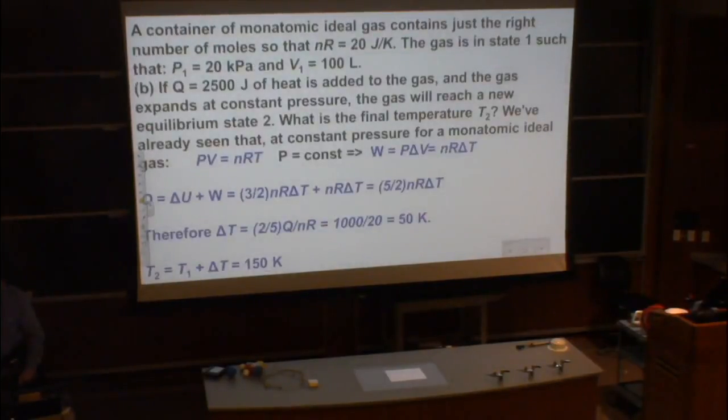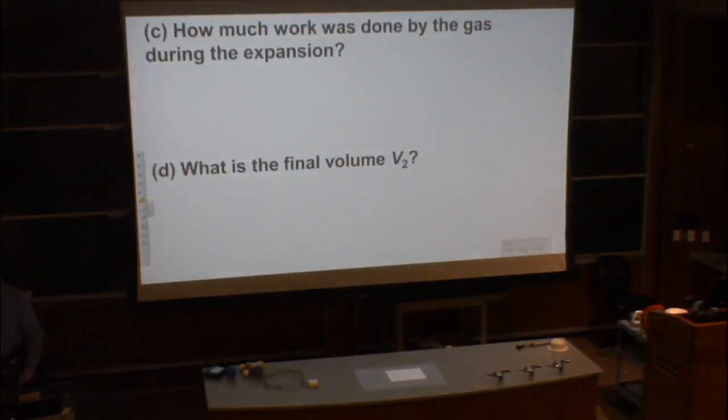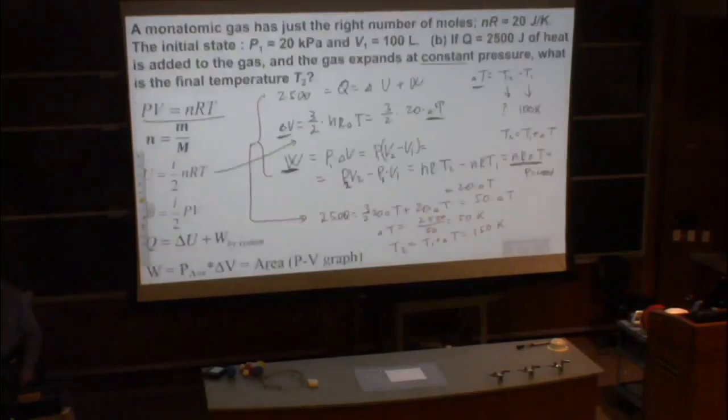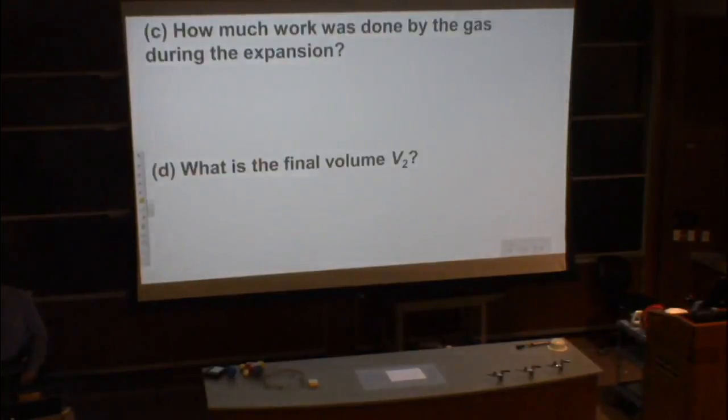All right, so the calculation, and how much work was done? Well, we actually kind of did it already. The work will be equal to 20 times delta T, which is 20 times 51,000 joules. Final volume: if we are looking for the final volume and we already know pressure, which equals the initial, and temperature, which equals 150, the easiest approach, again, is using the ideal gas law.